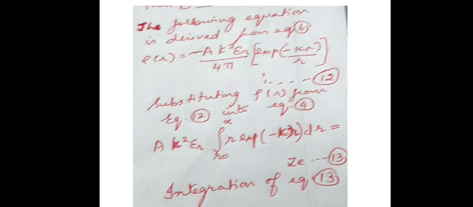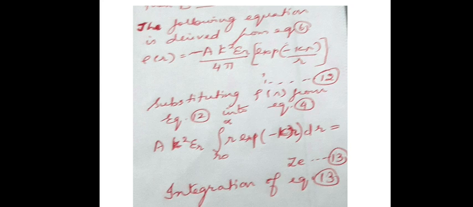The next one is psi r is equal to a exponential of minus kr by r plus b exponential of kr by r. So a and b are integration constants. When psi r approaches 0 and r approaches infinity, then b is equal to 0. So the following equation is derived from equation 6: rho r is equal to minus a k square epsilon r by 4 pi into exponential of minus kr by r.